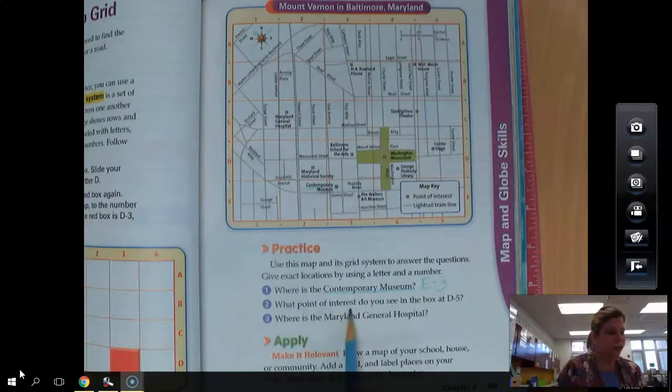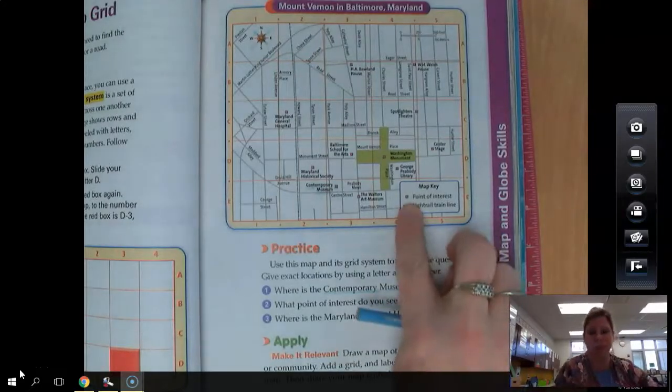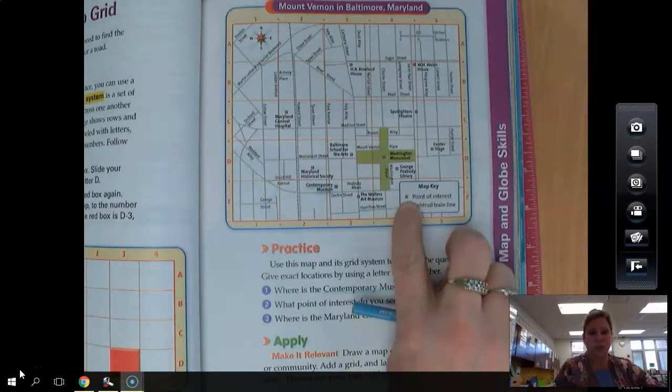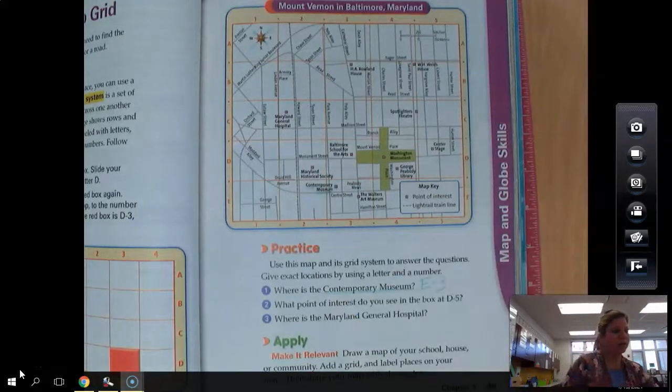What point of interest do you see in the box at D5? So it wants us to tell them what point of interest is in D5. Well, I know it's a point of interest because remember from my map key, a point of interest has a square that's filled in red. Okay, so let's look at D5.